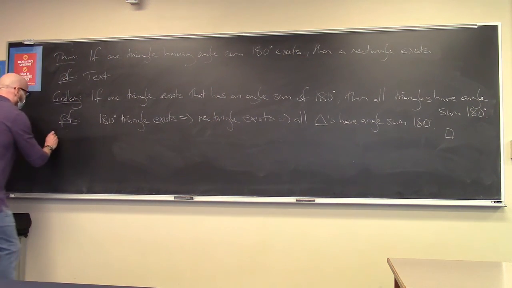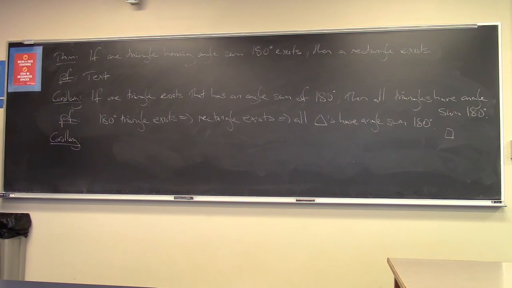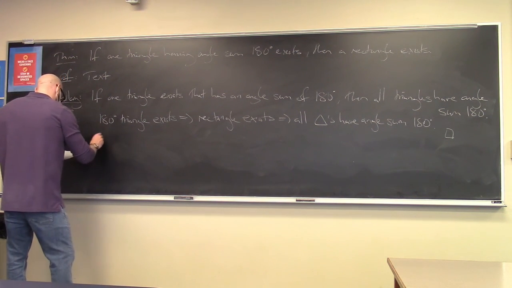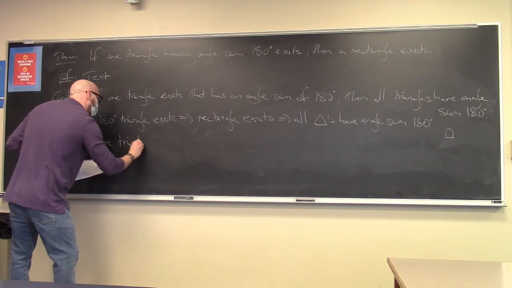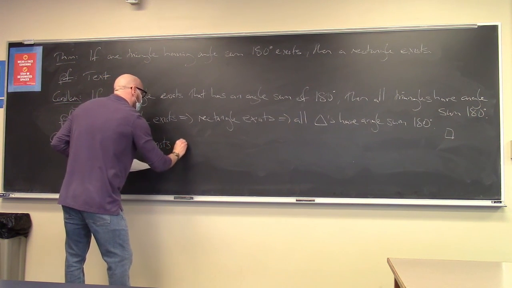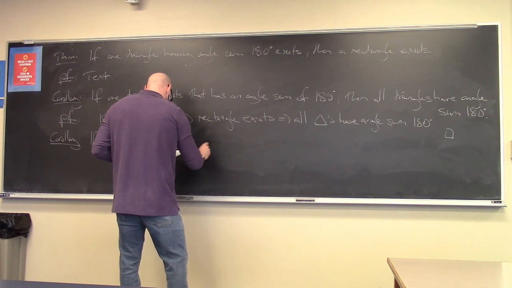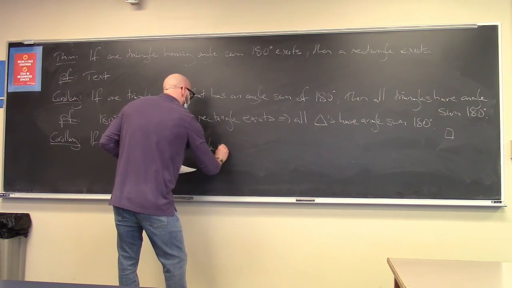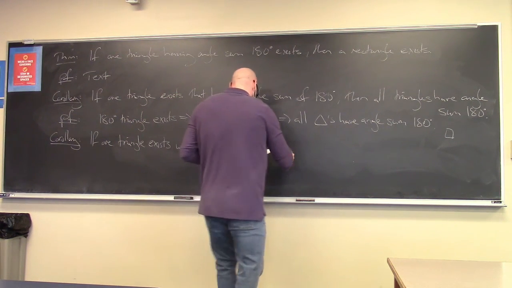And the opposite of that is, of course, if a triangle exists with an angle sum less than 180, then they all have angle sum less than 180. So if one triangle exists with angle sum less than 180 degrees, then they all do.